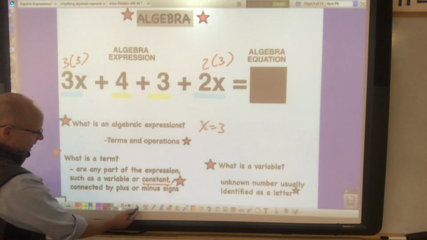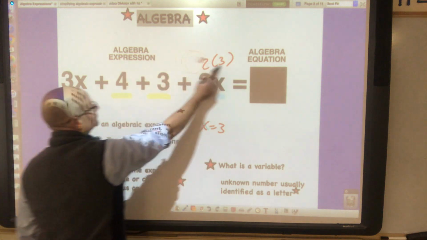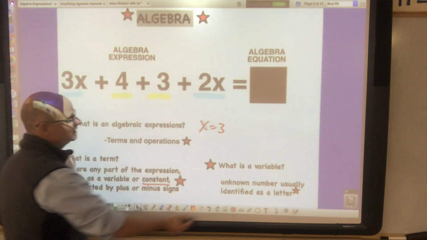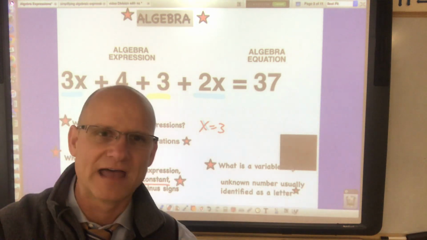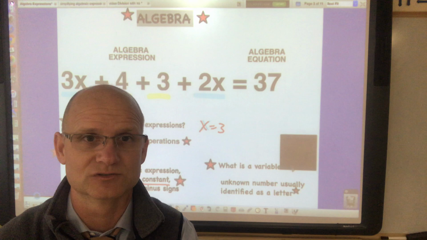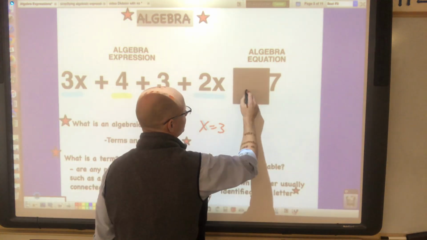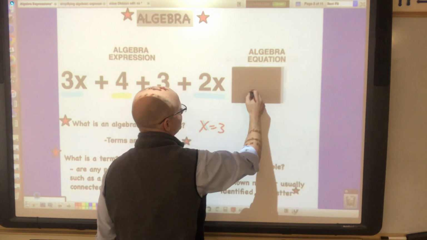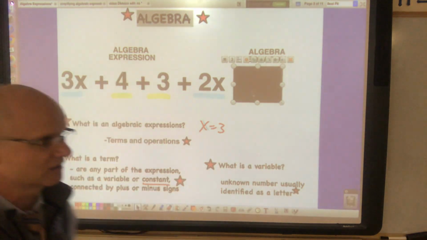One other thing I just want to point out is this is called an algebraic expression. When does it become an equation? Well, when you have the equal sign and then a value on the other side, or another expression on the other side, that's when it becomes an algebraic equation. But when you just have this, that's just an expression. All right, moving on.